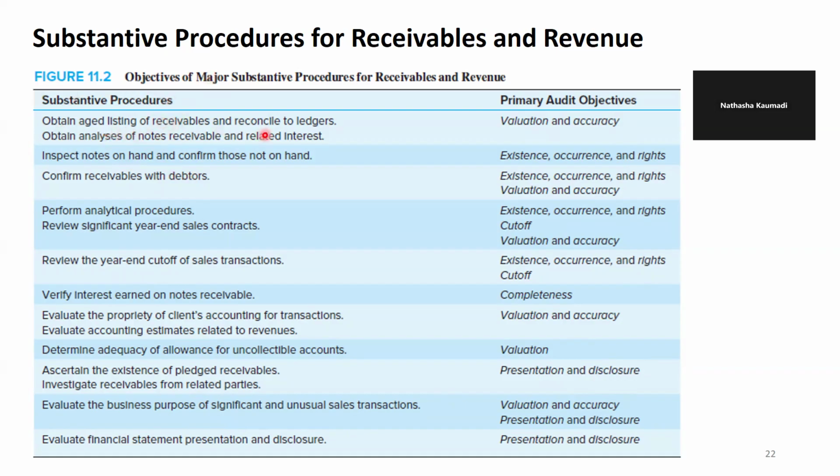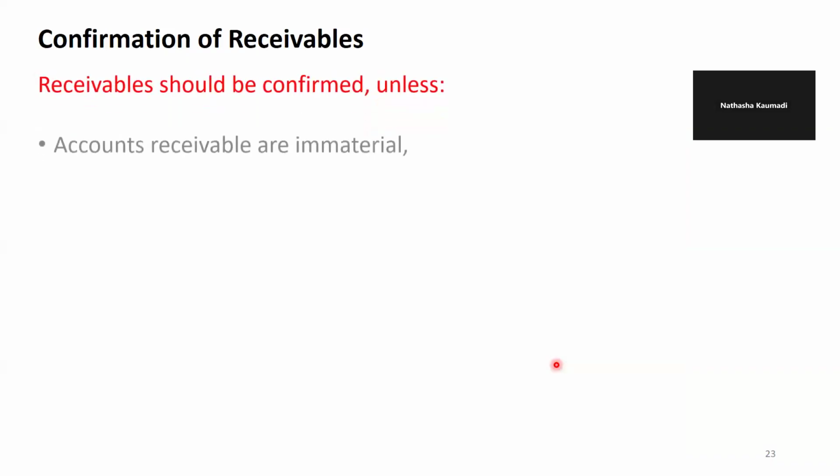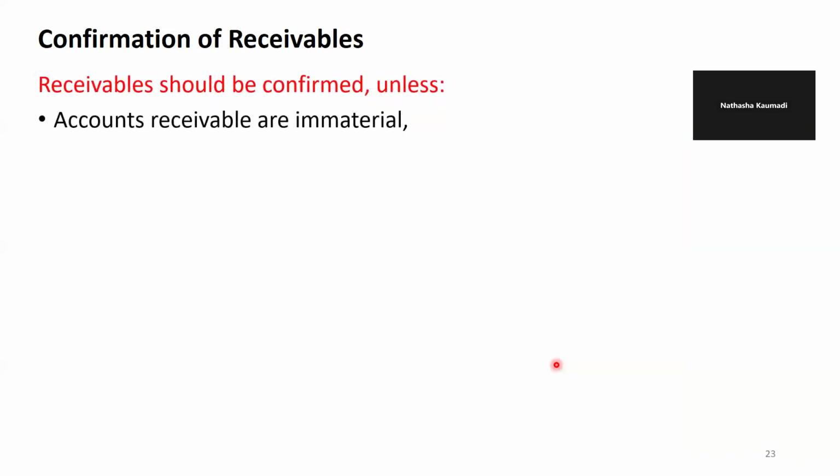Obtain age listing of receivables, confirm receivables with debtors, perform analytical procedures. Likewise, we discussed those substantive procedures. And then what are the related assertions? Okay. And then confirmation of receivables, basically calling external confirmations from debtors.